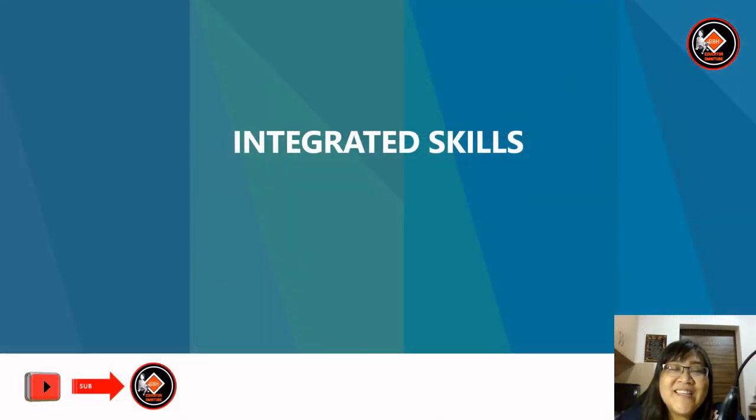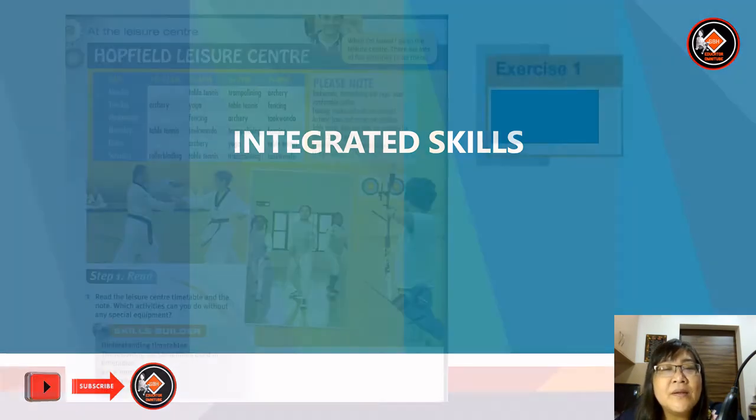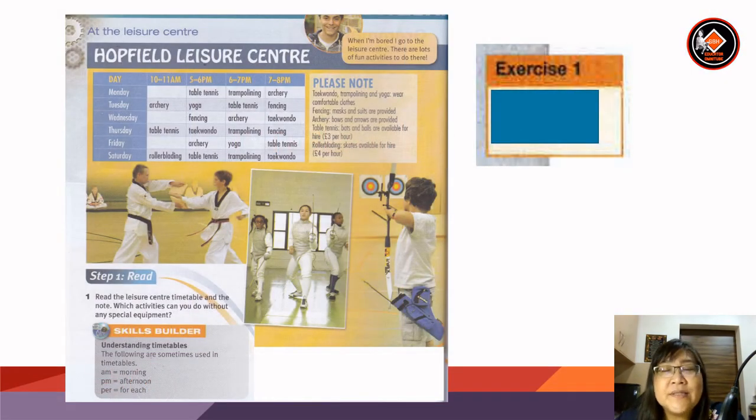Now, dear pupils, let's continue with integrated skills. So for integrated skills, let's look at this exercise. So here you have at the leisure center. So let's look at the dialogue here. When I'm bored, I go to the leisure center. There are lots of fun activities to do there. So here you have the Hopfield Leisure Center.